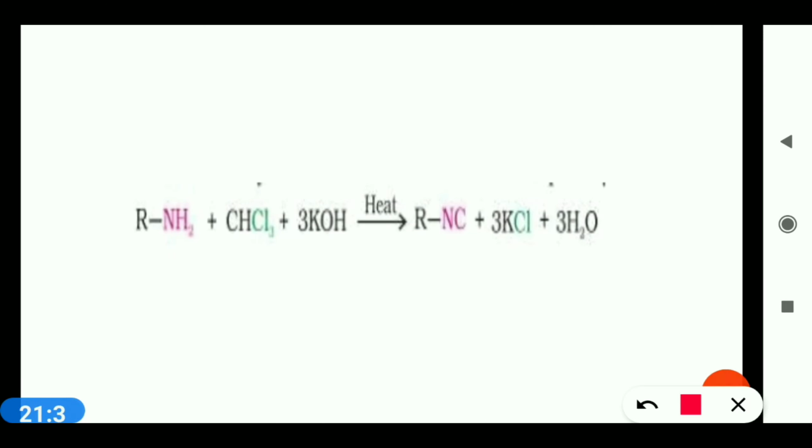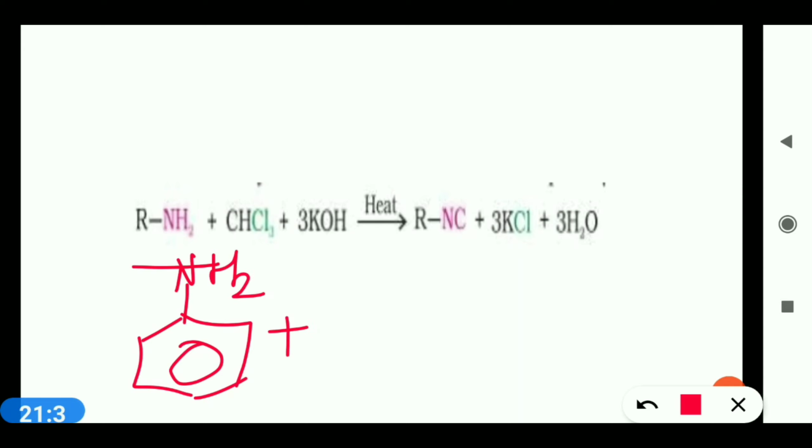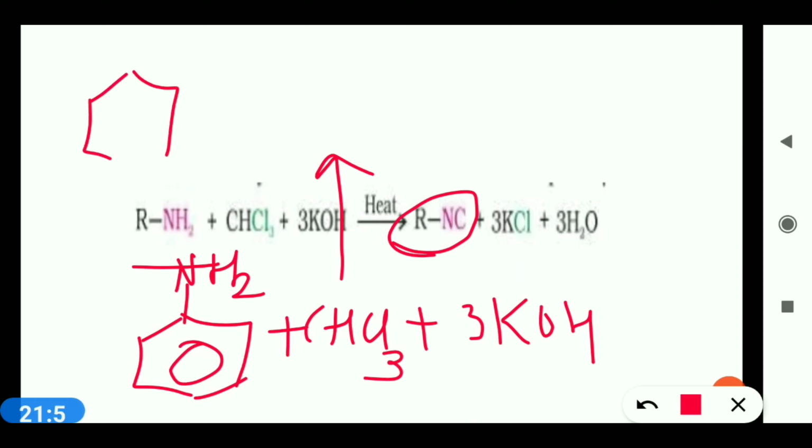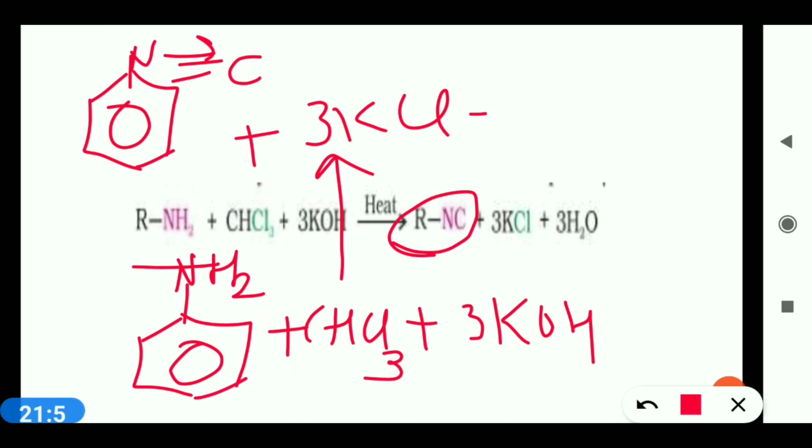Here you can see the reaction. This is RNH2. If you take R as a benzene, C6H5NH2, the reaction will take place with chloroform and with basic medium KOH. When we heat, it will give rise to isocyanide. So directly you will get NC, plus KCl and water will be the byproduct. So this NC is the isonitrile, or we can directly call it the carbylamine.